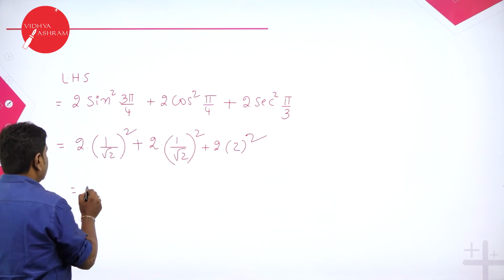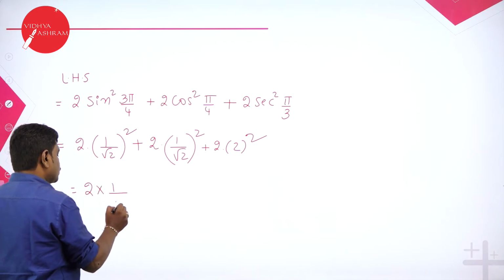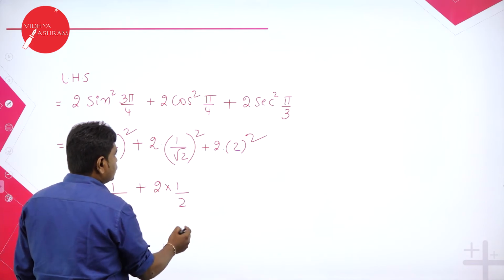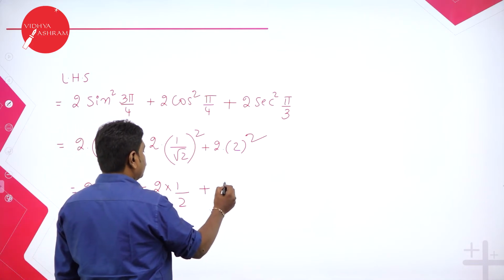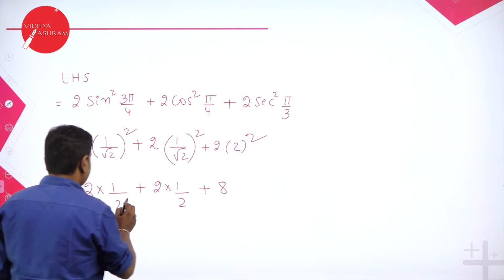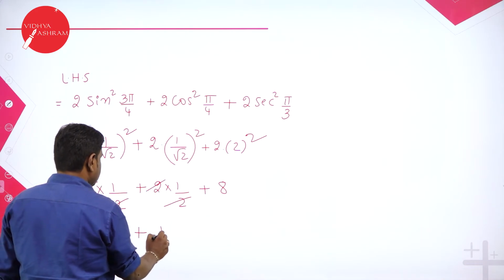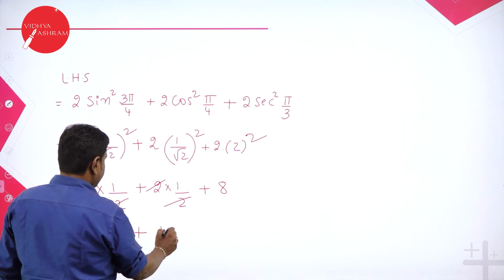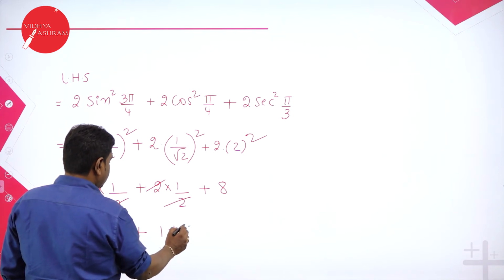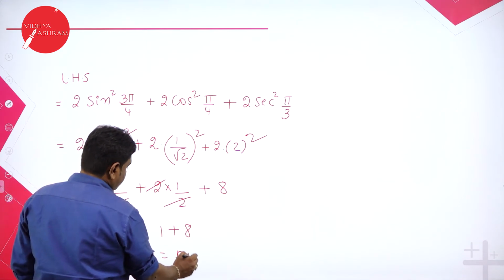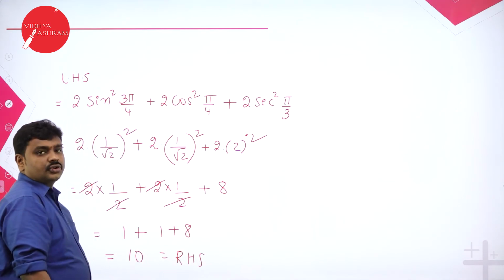Simplify this. 2 into 1 square is 1, root 2 square is 2. Plus 2 into 1 square is 1, root 2 square is 2. Plus 2 into 2 2s are 4, 2s are 8. Now 2 cancels. You are left with 1 plus 1 plus 8. 1 plus 1 plus 8 is 10. This is the RHS, hence the proof. So I hope all of you got it.